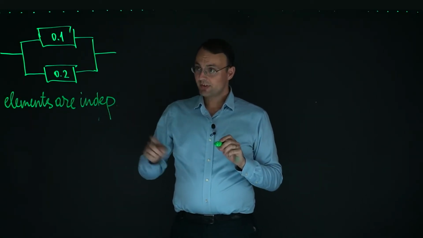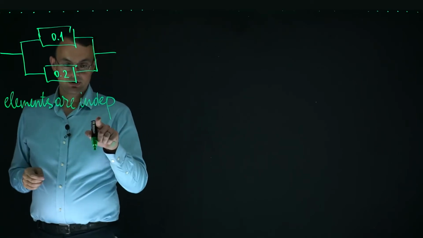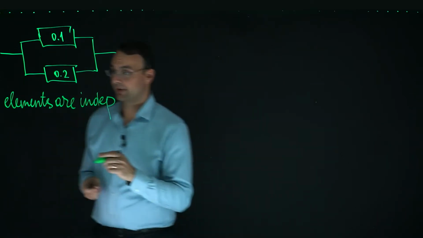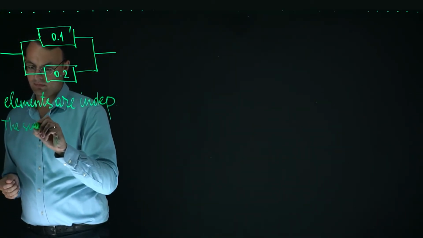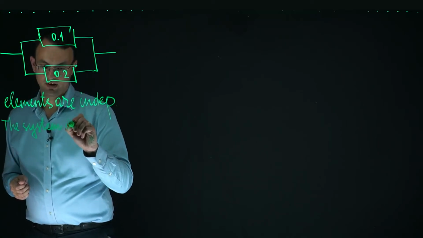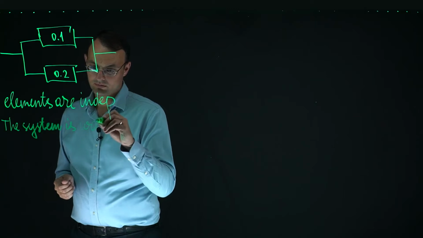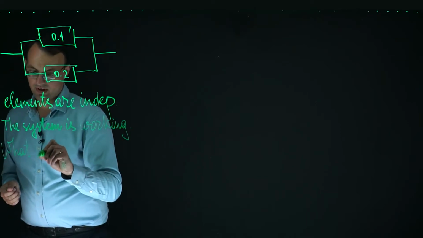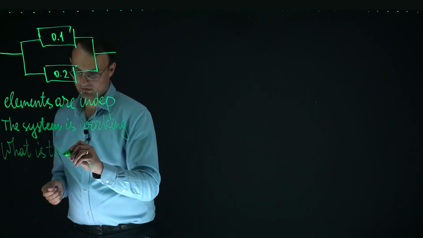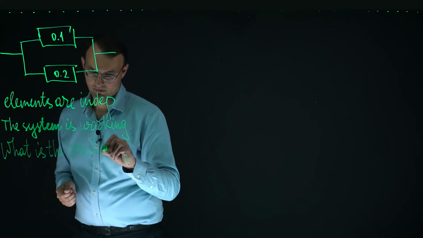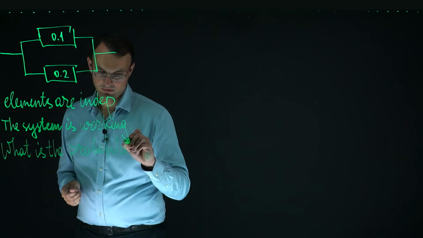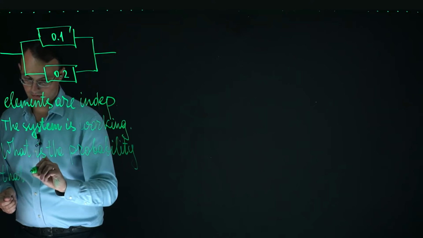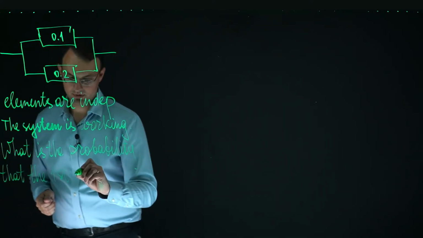We know that now the system is working. What is the probability that the first element is out of service?